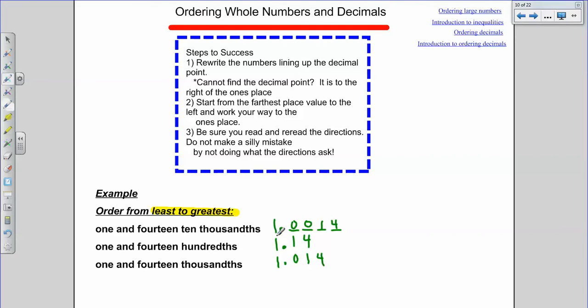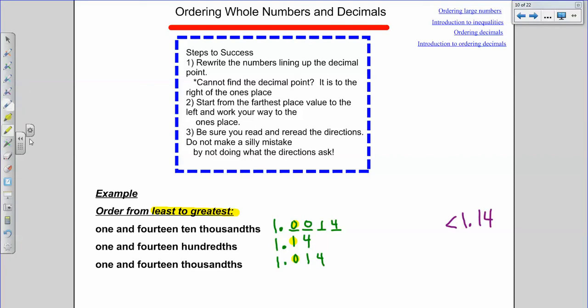Now I'm going to compare my ones place. So my ones place, I've got a 1. So now I'm going to look at the tenths place. So from here, I can already see what my greatest number is going to be. So my biggest number is going to be 1 and 14 hundredths, because my 1 is bigger than the zeros. So I know that's going to be my largest number.